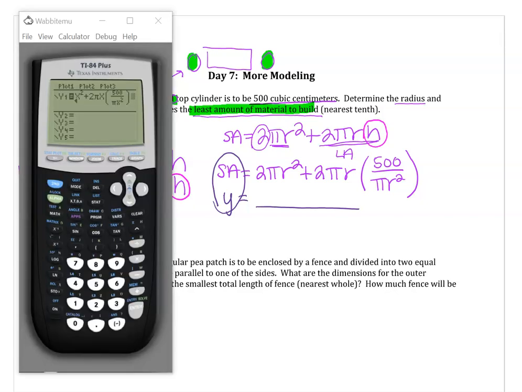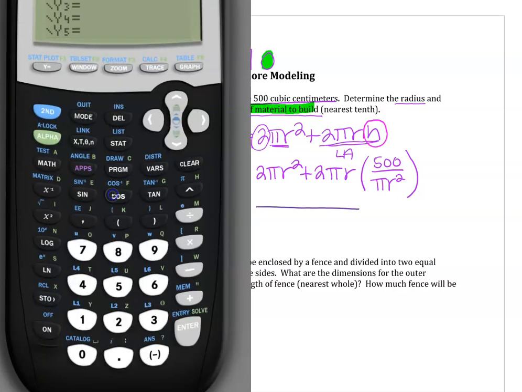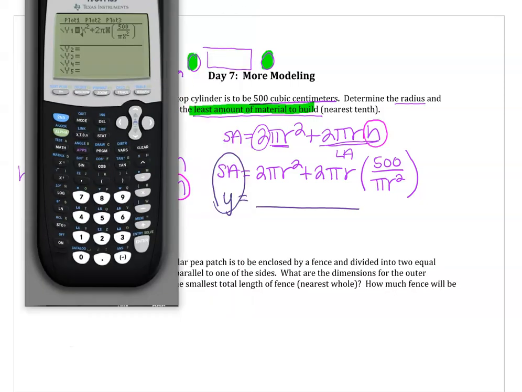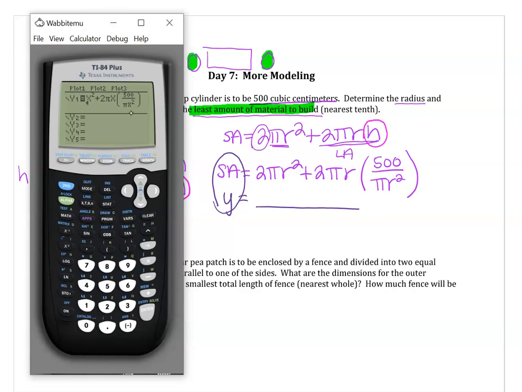Okay, so I paused the video so you didn't see me wasting time typing it in, but as you guys should see, there we go. As you see, I am using the alpha y equals feature to do 500 divided by pi r squared, which in this case is x. That's really important, otherwise your order of operations will be messed up. The rest of this is really unexciting. I have 2 pi x squared plus 2 pi x times 500 over pi x squared. So again, x in this case is representing r.